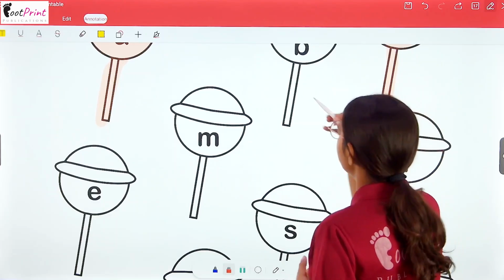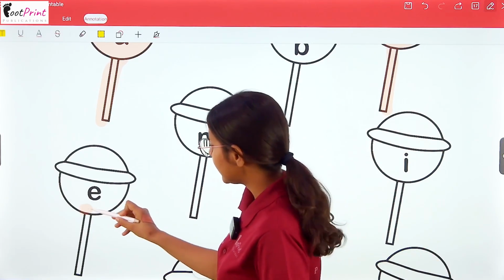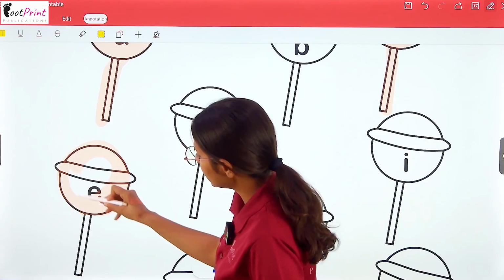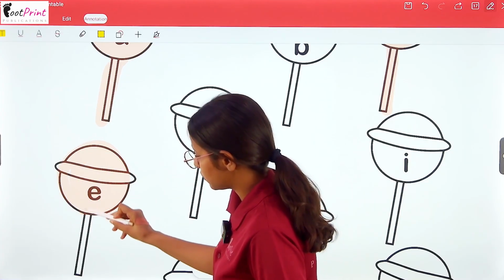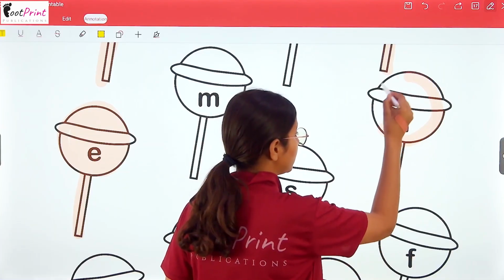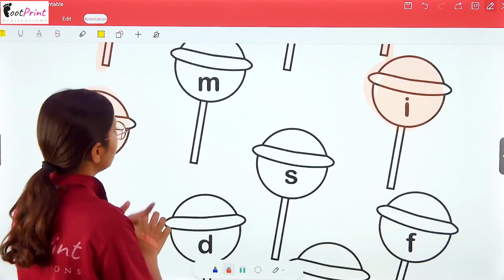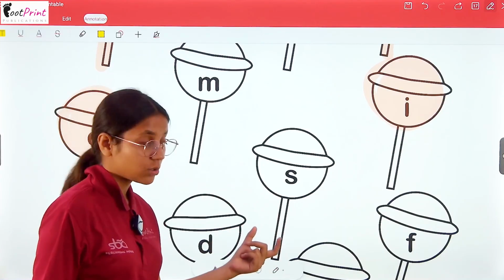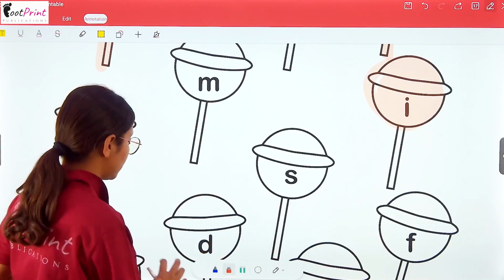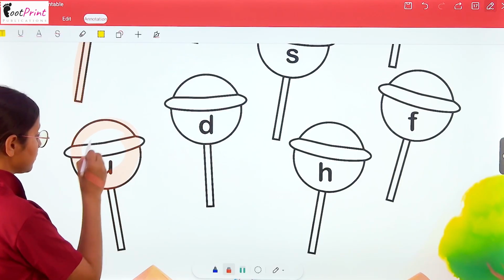Now B is not a ball, M is not a ball. E is a ball, so we will color it also. In a similar way, I is a ball. And the last one, U, is a ball. M is not a ball, S is not a ball, F is not a ball. Here U is the last ball.